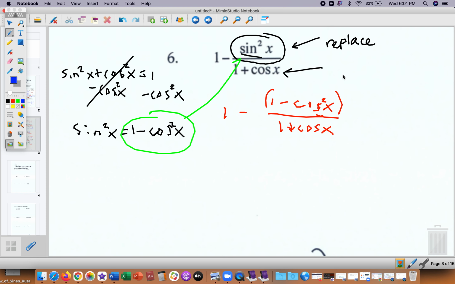Now in the numerator, you can factor, right? You have a difference of squares. If you take the square root of 1, you get 1. If you take the square root of cos squared, you get cos. So we can factor using difference of squares. So we'll have in the numerator 1 plus cos x, and then we'll have 1 minus cos x.